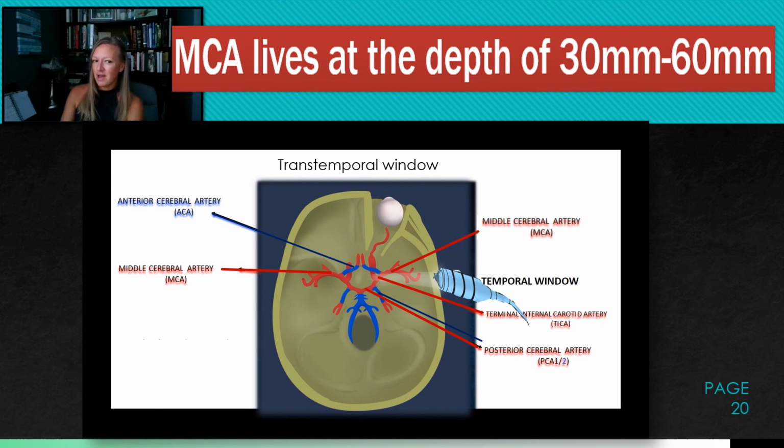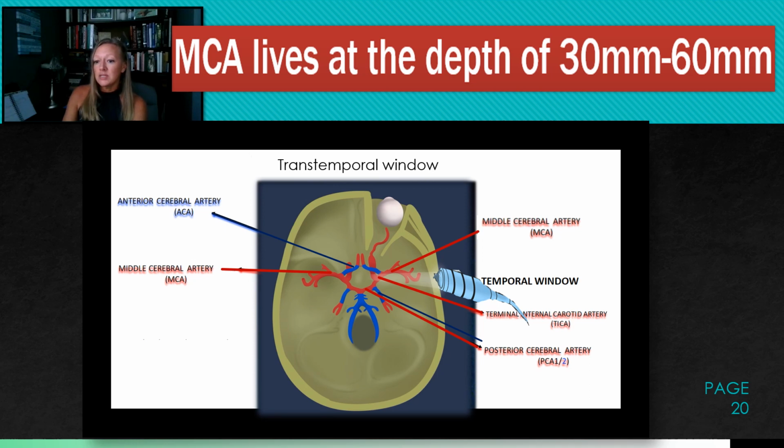The most common vessel to begin with is your middle cerebral artery. It is the largest artery at the base of the brain and should be the easiest one to identify. It also lives at the most superficial depths of all the vessels, so that is one way to determine if you have accurately identified your middle cerebral artery.